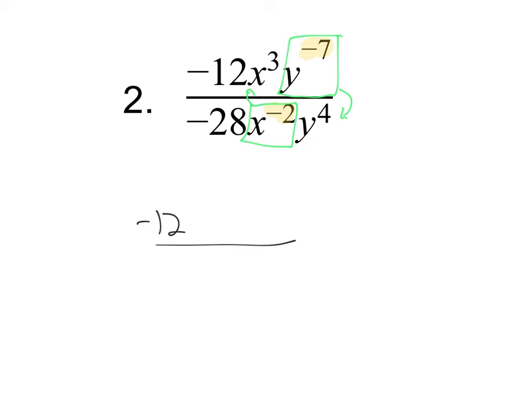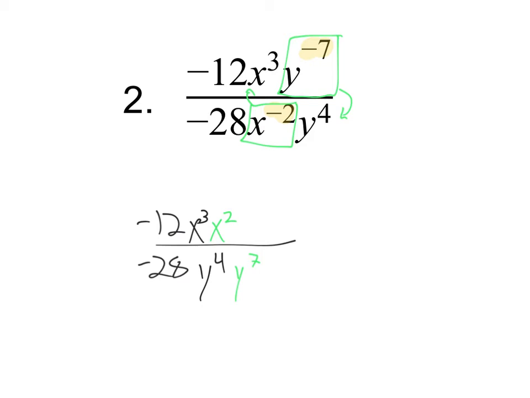We still have the negative 12, we still have the negative 28. Up top, that x to the third stays put, but then we have x to the second. That was the part that came from the denominator. You'll notice it became positive now because it transferred through that fraction line. This y to the negative 7th is gone because that's going to be down to the bottom. Down to the bottom, we already had the y to the 4th term, but then joining the party now is y to the 7th.